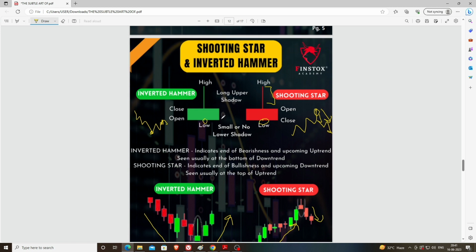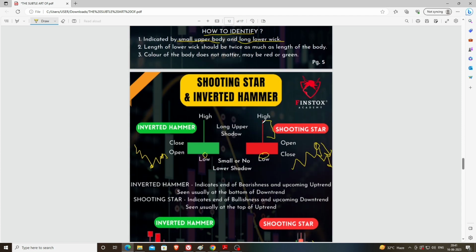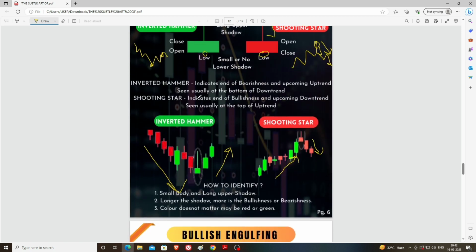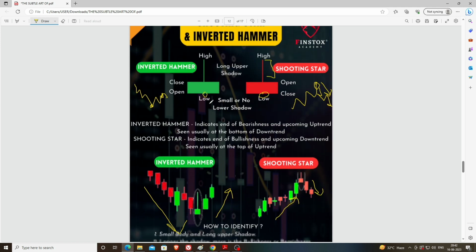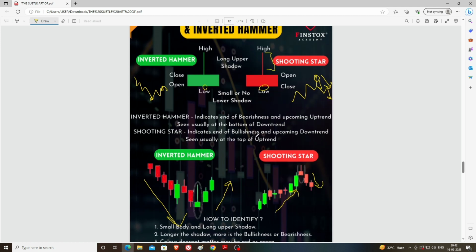So basically both the candlesticks are similar in nature. They have long upper shadows, which means the sellers are strong here, and a negligible lower shadow, which means the buyers are not strong here. A strong bearish move is coming, but it will be formed in the downtrend and it can also form in the uptrend.